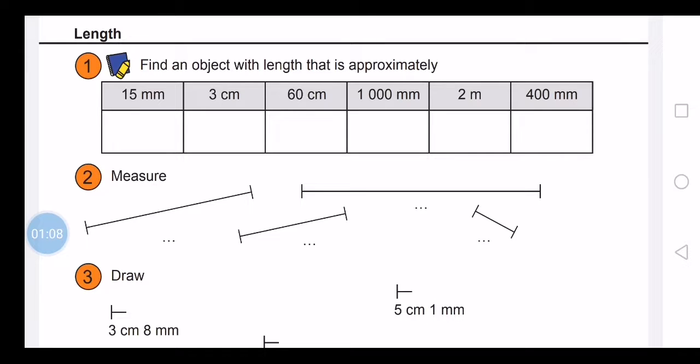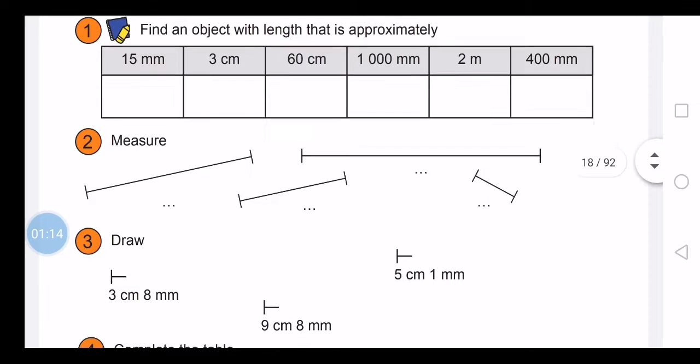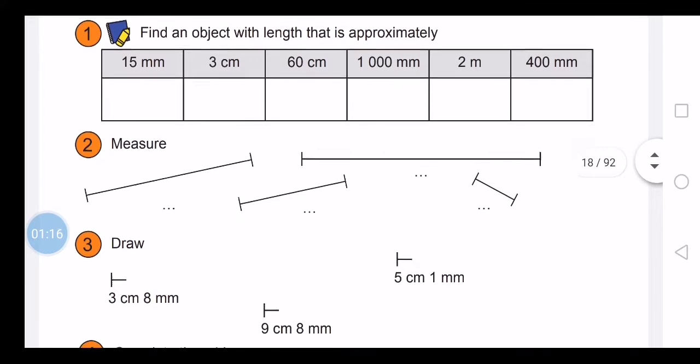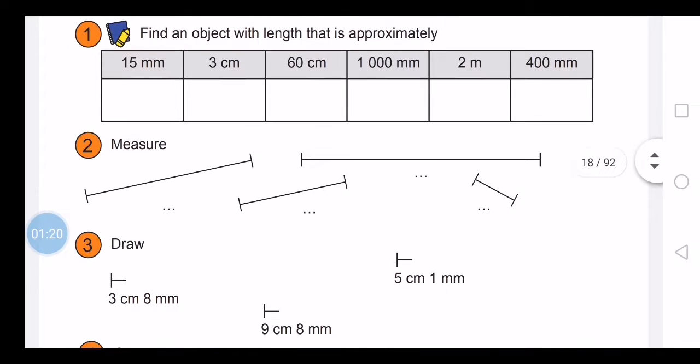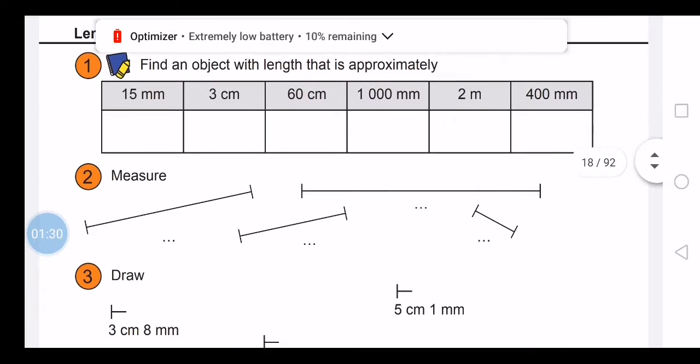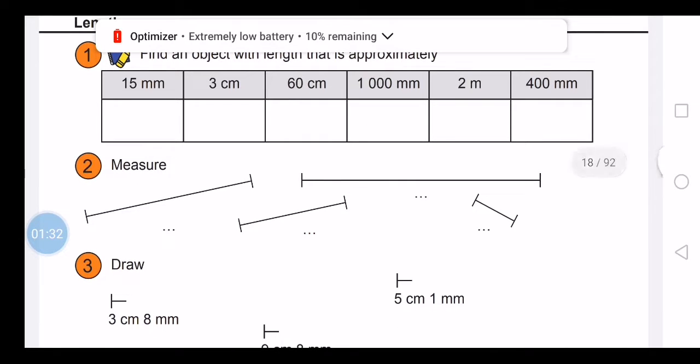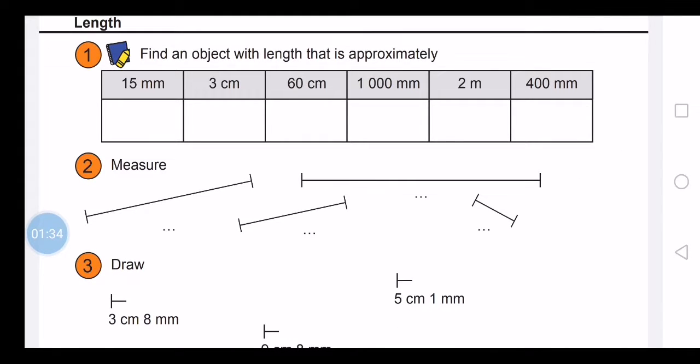So each time you have to look at the units and convert it into something that you can imagine. Okay, and then you need to find an object. So think of an object or look around the room and see if you can see anything that has approximately that length. Okay, around about that length. It doesn't have to be exactly that length. But for example, you couldn't put elephant for 15 millimeters. That wouldn't make sense. Okay.